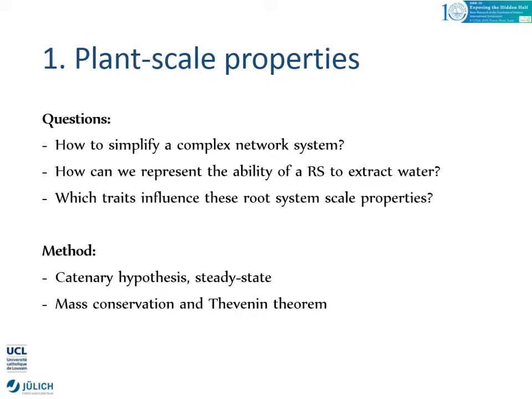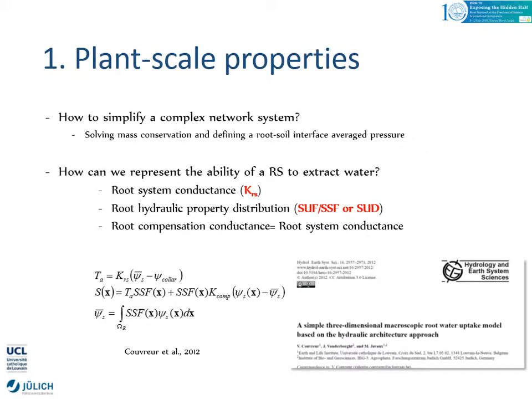To respond to these questions, we use the catenary hypothesis, meaning that plants are like electrical circuits where the water is transported through water flow gradients, and we work at steady state. And we use only first principles to try to simplify the system: mass conservation, Thevenin theorem, and we try to find these parameters. I won't go into details, but at the end, what we got is that two or three parameters can represent a full root architecture. One of these is really easy to understand.